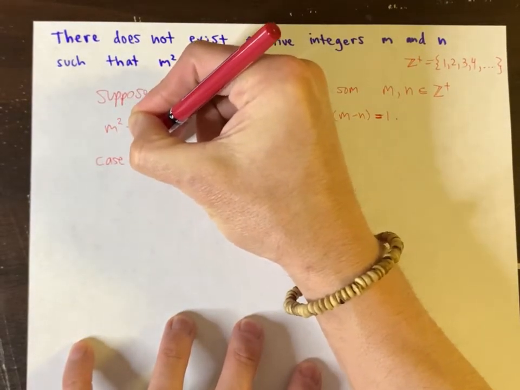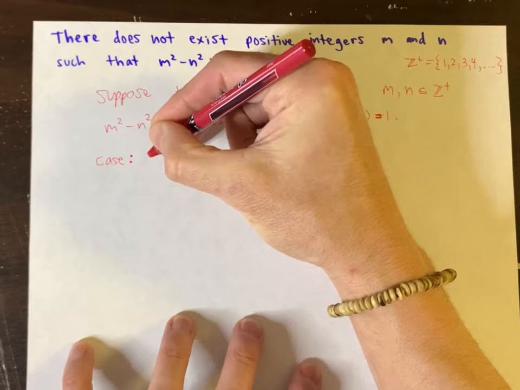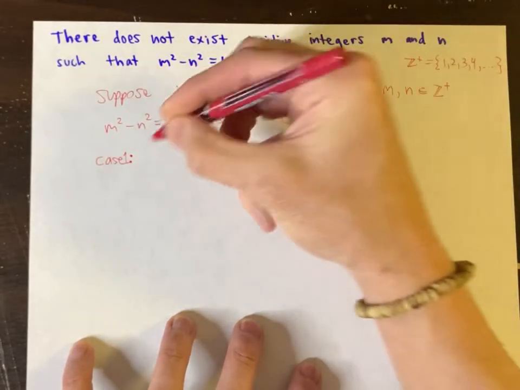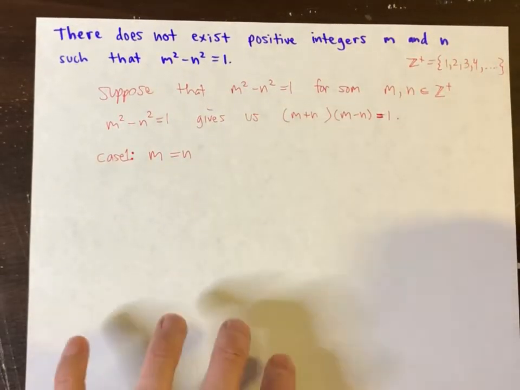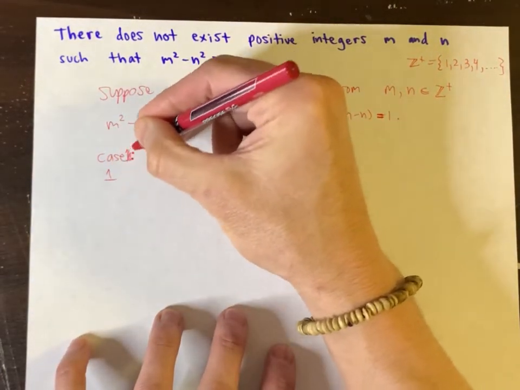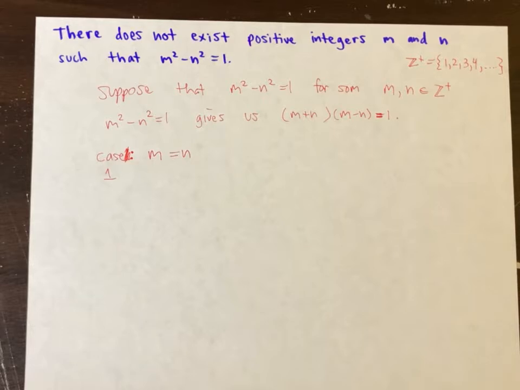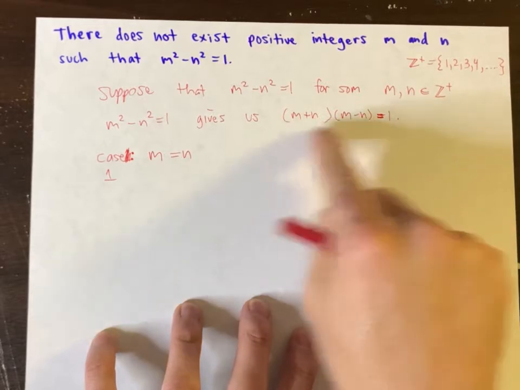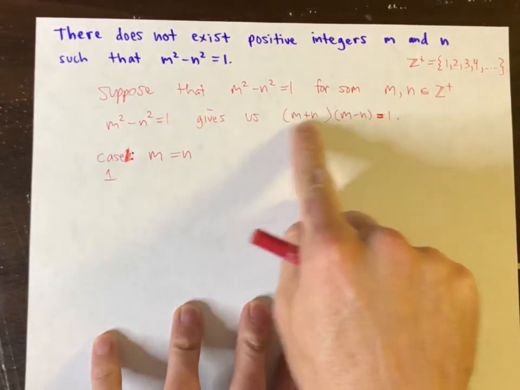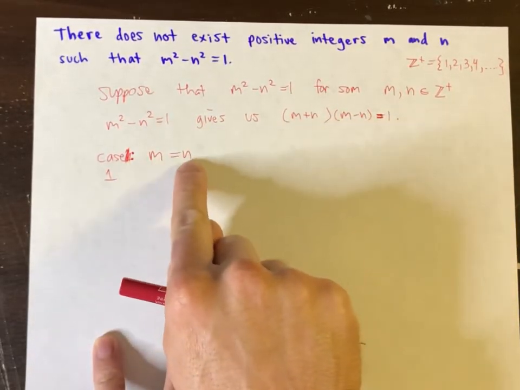So here's case 1. Case 1, m equals n. Case 1 says that m and n are the exact same number. I don't know what they are, but they're the same number. Maybe they're both 15, maybe they're both 100, who knows? They're the same number. Watch what happens to this if m and n are equal.